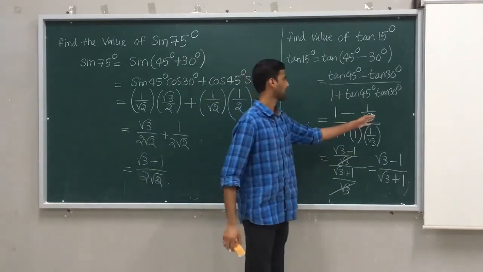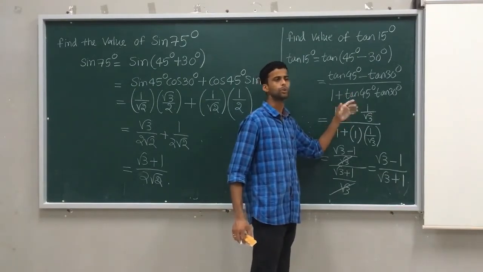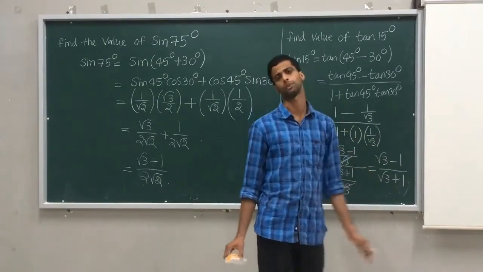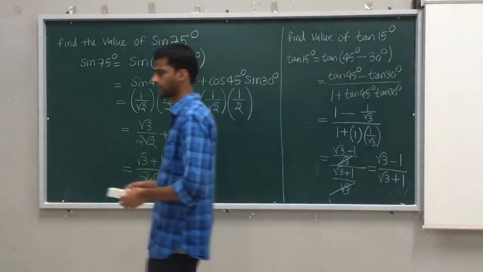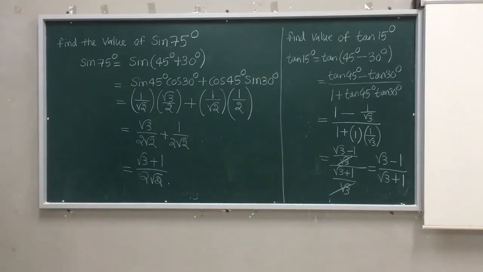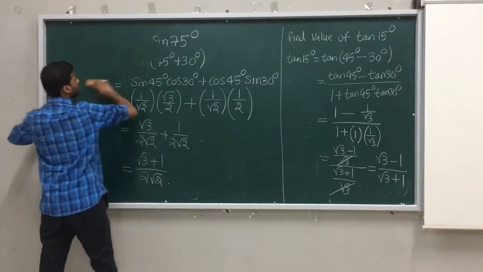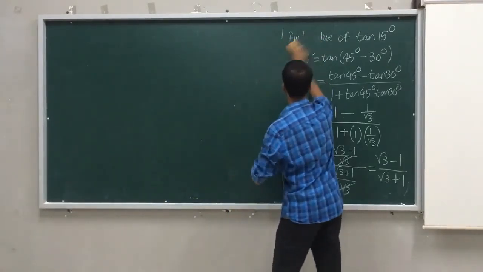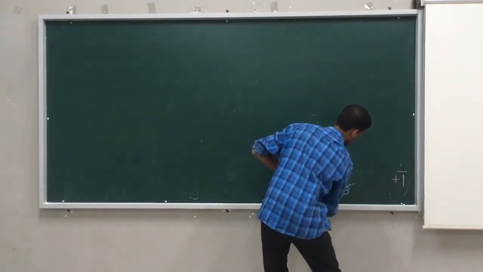Because tan 30 is 1 by root 3. Sin 30 is 1 by 2, cos 30 is root 3 by 2, so the 2 gets cancelled, giving 1 by root 3, and when you simplify, you get root 3 minus 1 upon root 3 plus 1. So this is the answer for these questions. Let me discuss a few questions again, which you feel are difficult; the simple ones, you just take care of. Almost all are similar questions.